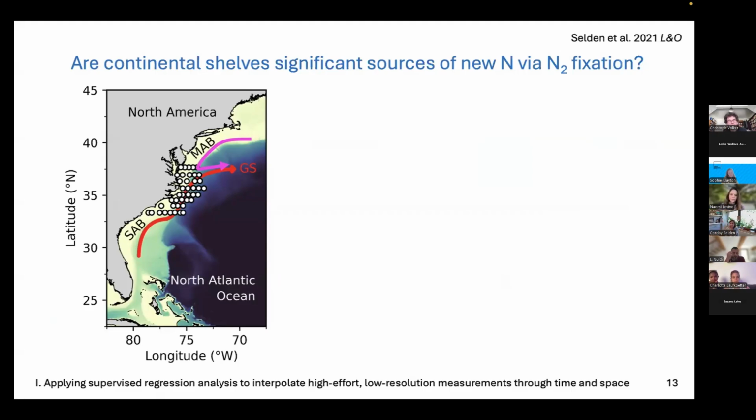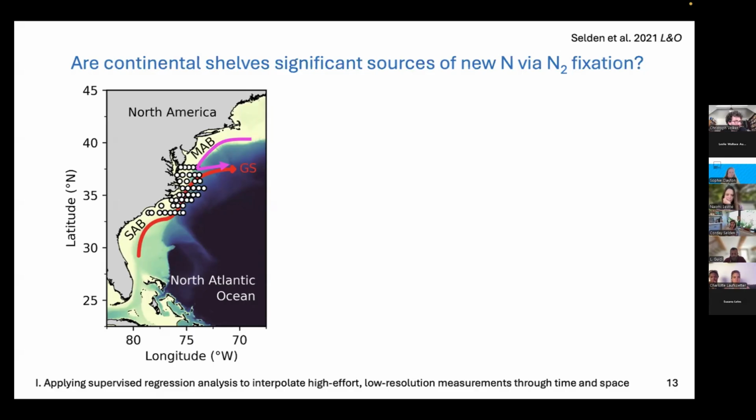estimated that an area of the mid-Atlantic Bight, that's this part of the shelf I'm showing, you might recognize Massachusetts and Woods Hole up there on the northern part of the western North Atlantic shelf. And we found that an area of the mid-Atlantic Bight representing only 6% of the North Atlantic continental area fixed as much new nitrogen as had been previously estimated for the entire basin's shelf area. So clearly there's a lot more nitrogen fixation happening on at least this shelf than previously thought.